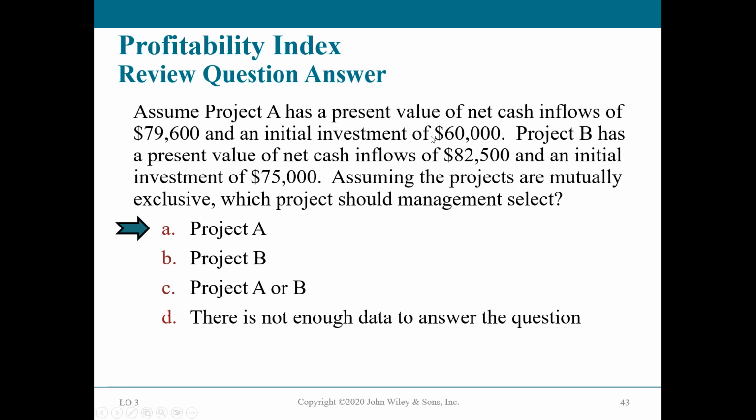Now, if you look at the initial investment of 60 with a return of 19.6, it's about a third, versus the second project, which had 7.5 out of a 75 investment. It's about 10%. So in either case, Project A is better.